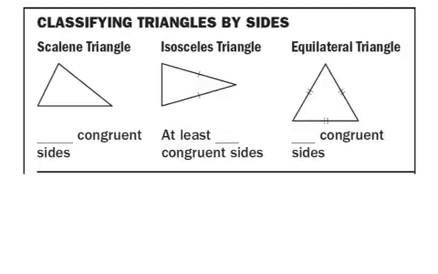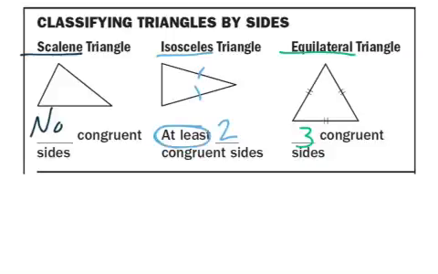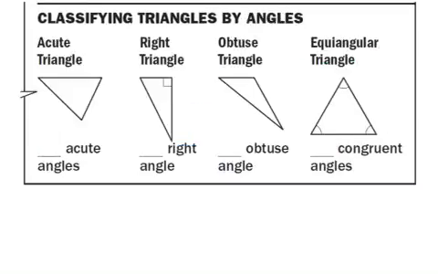All right, so classifying triangles by the sides. If no sides are congruent, we call that a scalene triangle. So again, scalene, no sides are congruent. If you have at least two congruent sides, that is an isosceles triangle. And if you have three congruent sides, that is an equilateral triangle. Notice, equilateral triangles are always isosceles. The definition of isosceles is at least two sides. So again, an equilateral triangle is a type of isosceles triangle.